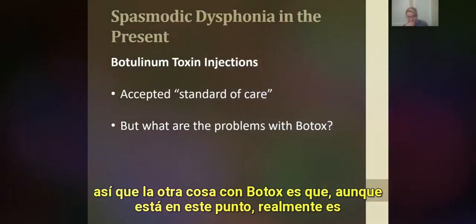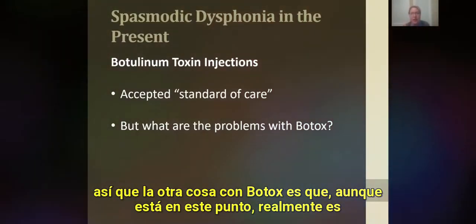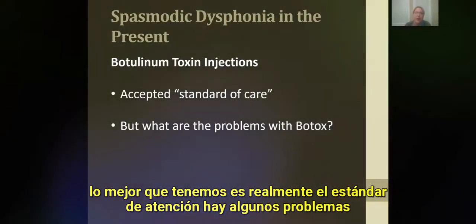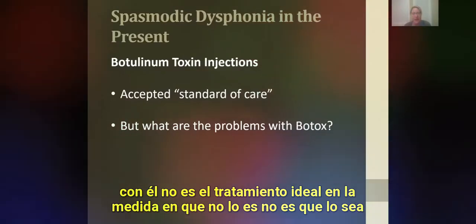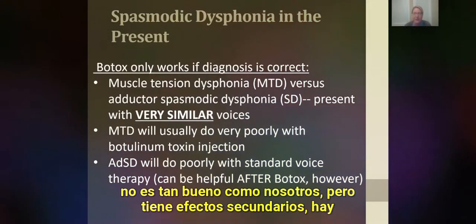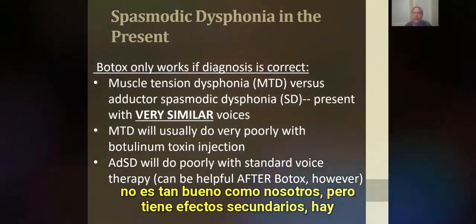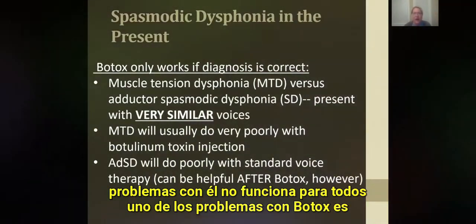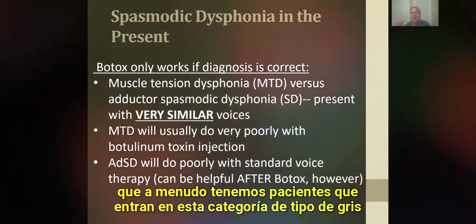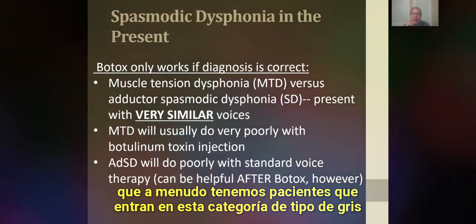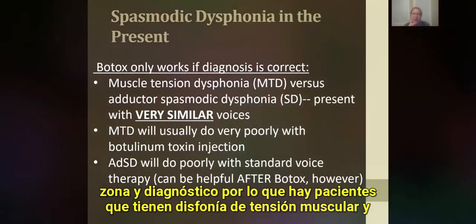So the other thing with Botox is that although at this point it really is the best thing we have, it really is the standard of care, there are some problems with it. It is not the ideal treatment. It's as good as we have, but there are side effects with it. There are problems with it. It doesn't work for everyone. One of the issues with Botox is that we often have patients who fall into a gray zone in diagnosis.